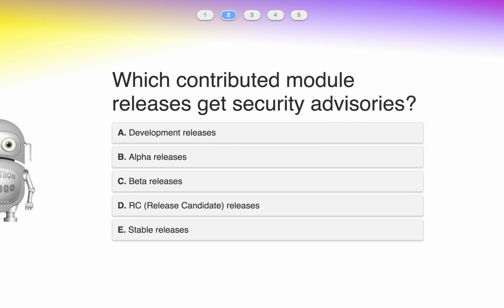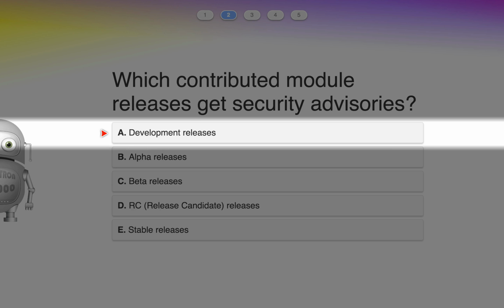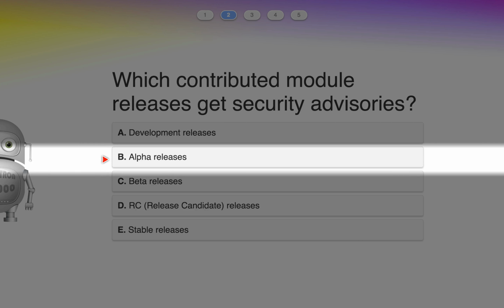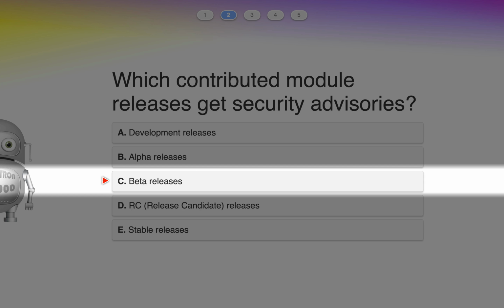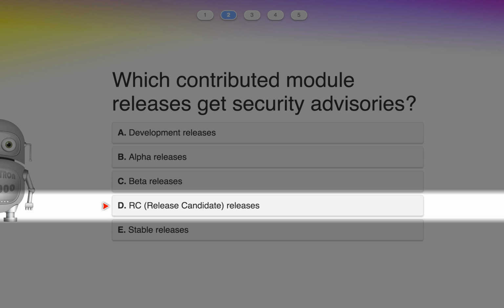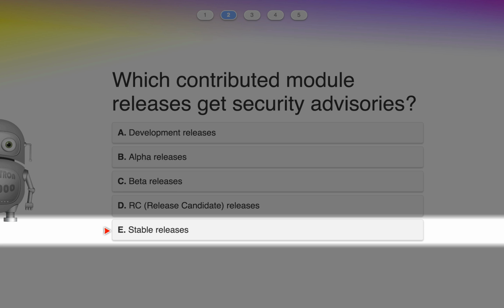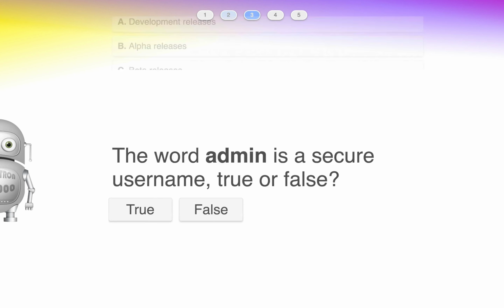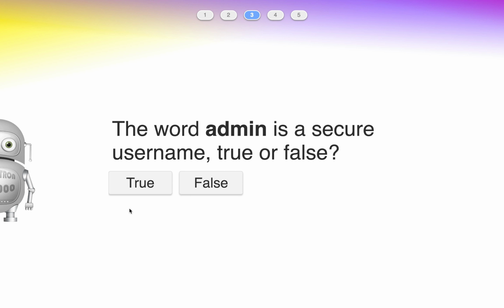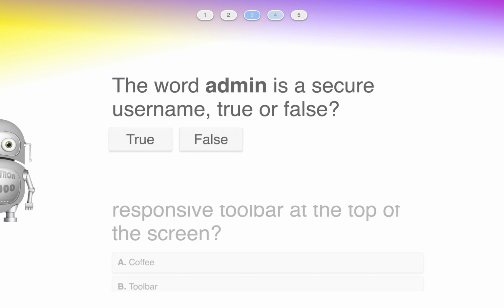All right, question 2. Which contributed module releases get security advisories? A. Development releases. B. Alpha releases. C. Beta releases. D. RC or release candidate releases. Or E. Stable releases. Question 3. The word admin is a secure username. True or false?